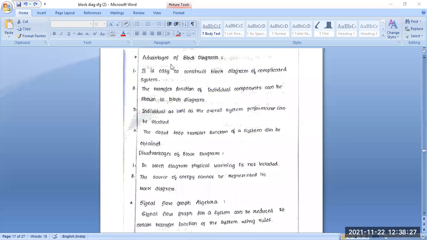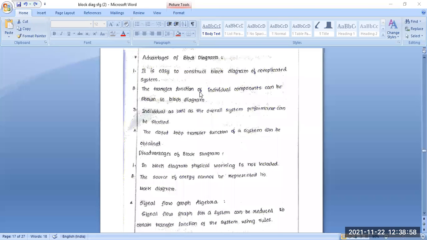Now we have to consider the advantages. What is the advantage of this block diagram? First one, it is very easy to construct the block diagram of a complicated system. So all of you have seen every problem. We have seen the different block diagram reduction techniques and different types of problems. So every complicated system we can easily solve one by one by applying the block diagram reduction technique. So this is basically the advantage of the block diagram.